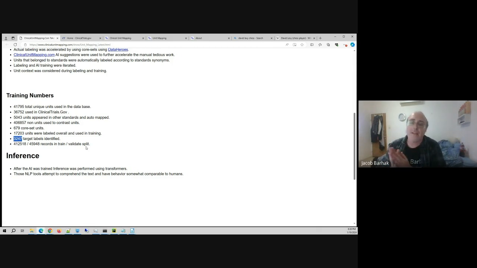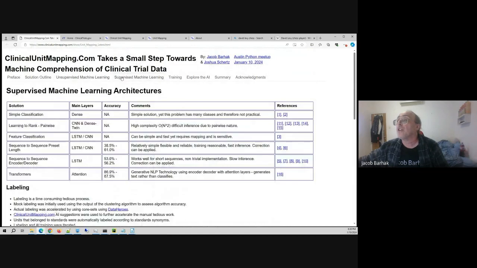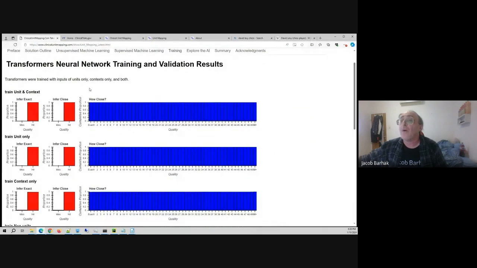There's still some more tidying to do, but at least the system now comprehends the units. And the question is how good or how bad. So I trained it over about 45,000 records; the train set had 400,000 and the validate set had 45,000 records.